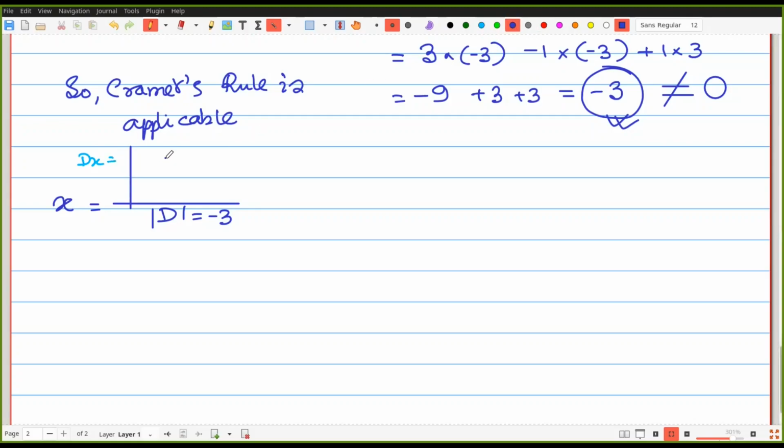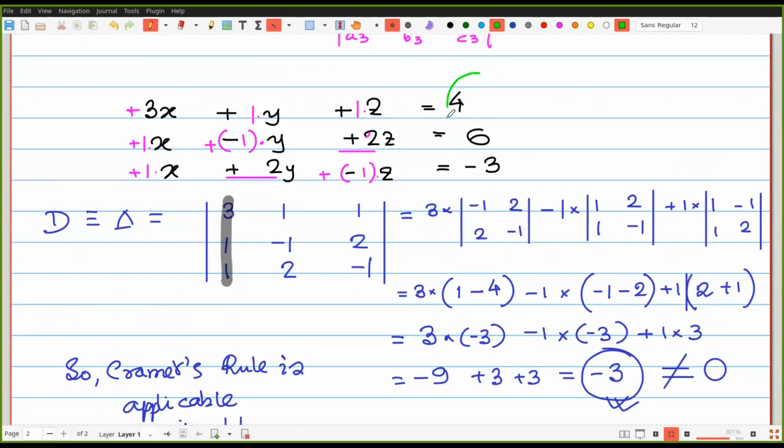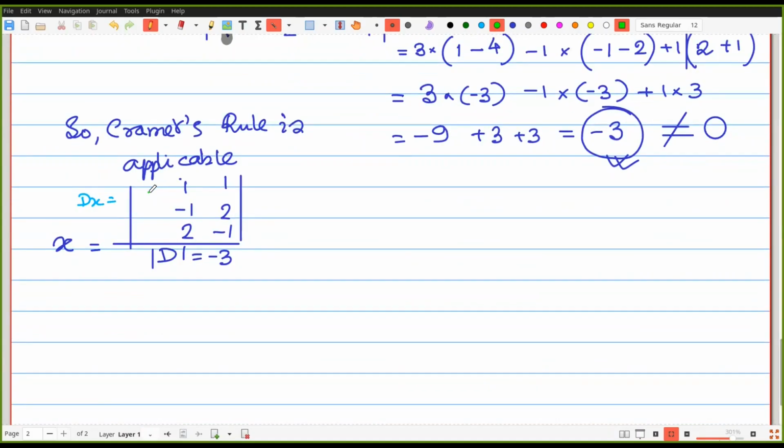So what is dx? The first column is changed because the first column is representing the coefficients of x. So second column 1, minus 1, 2, and third column 1, 2, minus 1 must be same. Only the first column would be replaced with the resultant, that is 4, 6, minus 3. So write down here 4, 6, minus 3. Now find out the value.